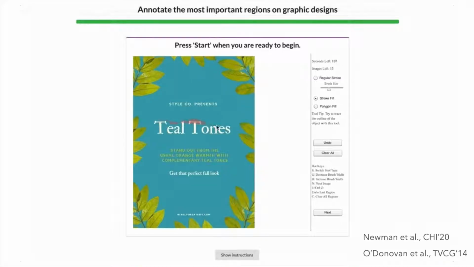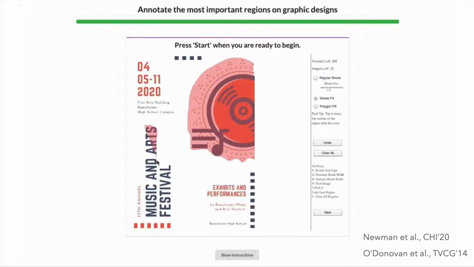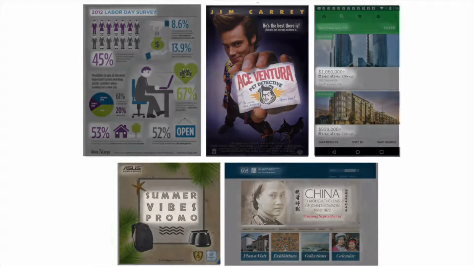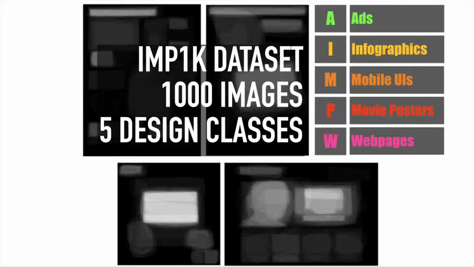For collecting ground truth importance data for our model, we repurposed the Importanauts tool used in prior work. In this interface, Amazon Mechanical Turk workers mark the image regions they consider most important to the design. While individual annotations are subjective, averaging the annotations of 20 to 30 participants generates robust heat maps similar to human attention maps. In total, we collected importance maps on 1,000 designs spanning 5 design classes.